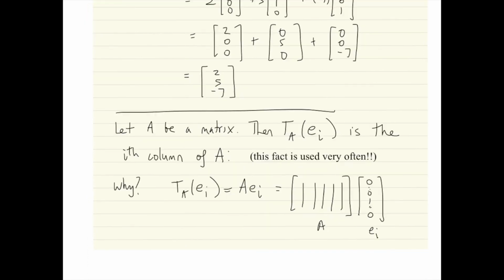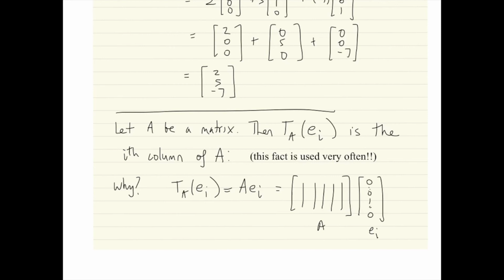Another reason the standard basis vectors are useful is due to the following fact. Let A be any matrix. Then the image of the ith standard basis vector under the transformation that's left multiplication by A is the ith column of A. In other words, multiplying A by the standard basis vector Ei, the vector that has zeros everywhere except a 1 in row i, will pick out the ith column of your matrix A.